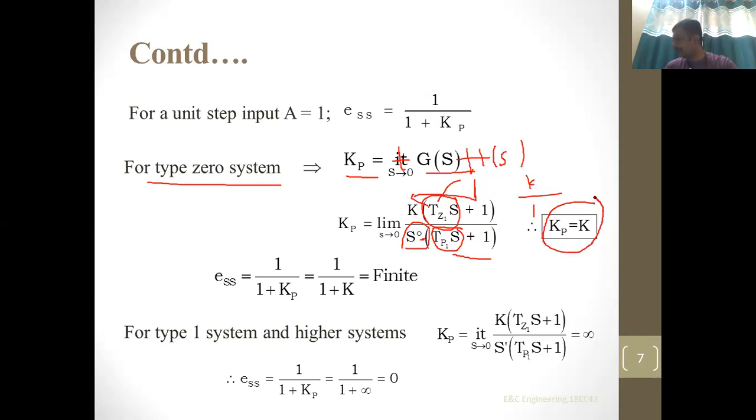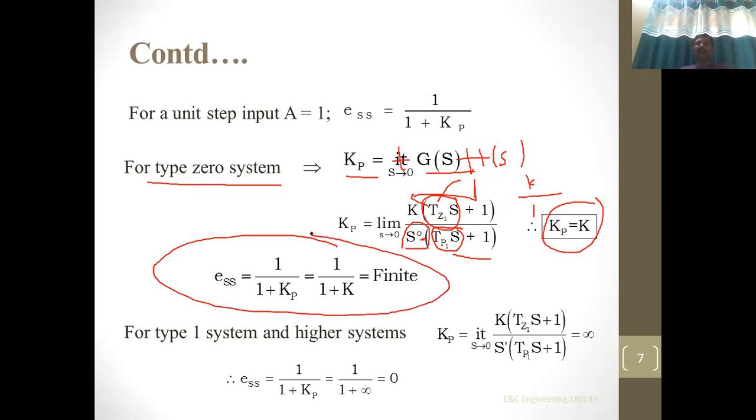Thereby, what is the value of kp? Kp is equal to k for type 0. Thereby, the steady state error ESS is equal to 1 divided by 1 plus k, which is finite. Is it okay? That is the steady state error for kp, or the steady state error for step input or unit step input for a type 0 system, is finite.